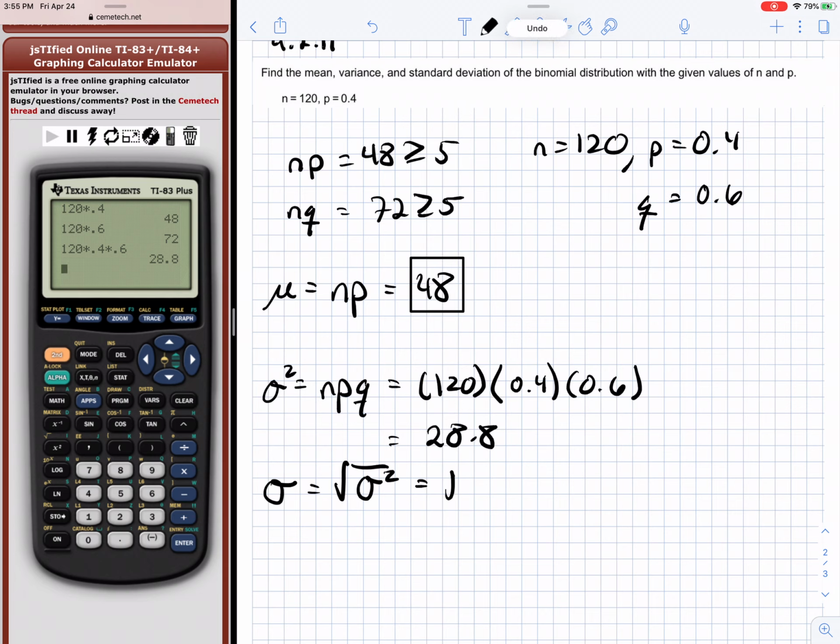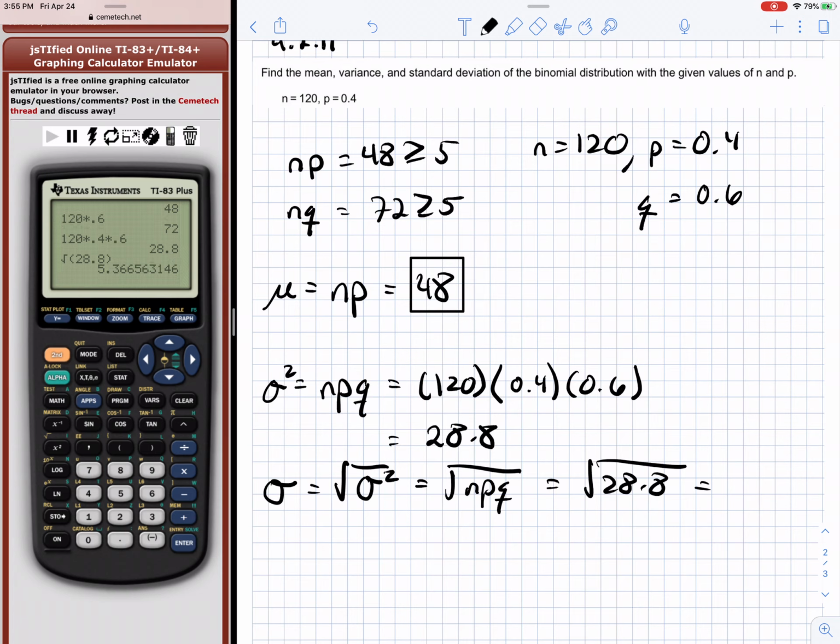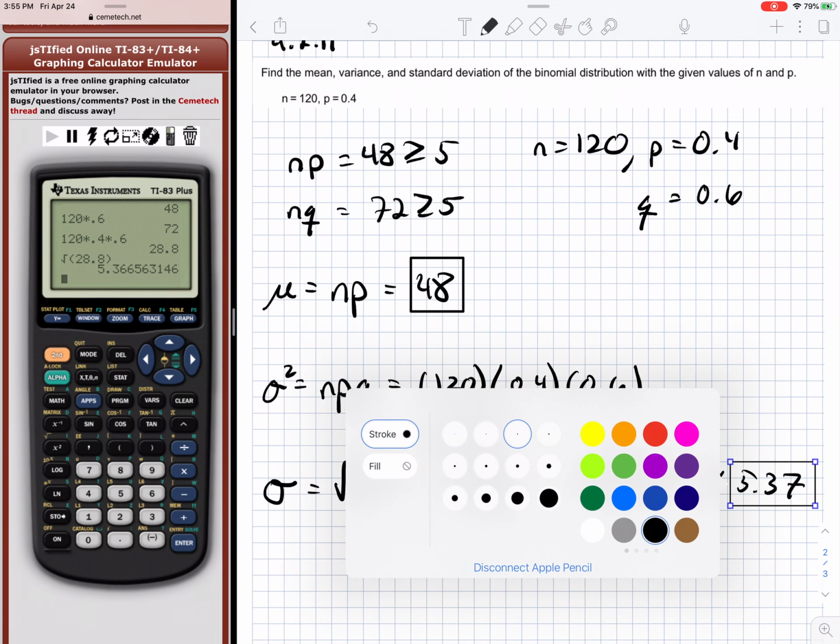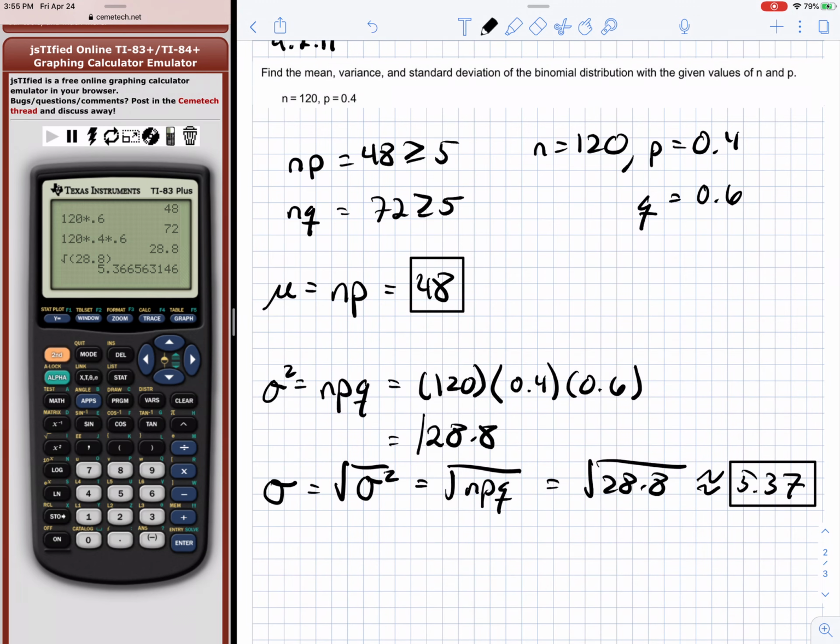So in this case, it's going to be the square root of npq, the square root of 28.8, approximately 5.37. So that's the worked example. Okay. And we get a variance of this guy.